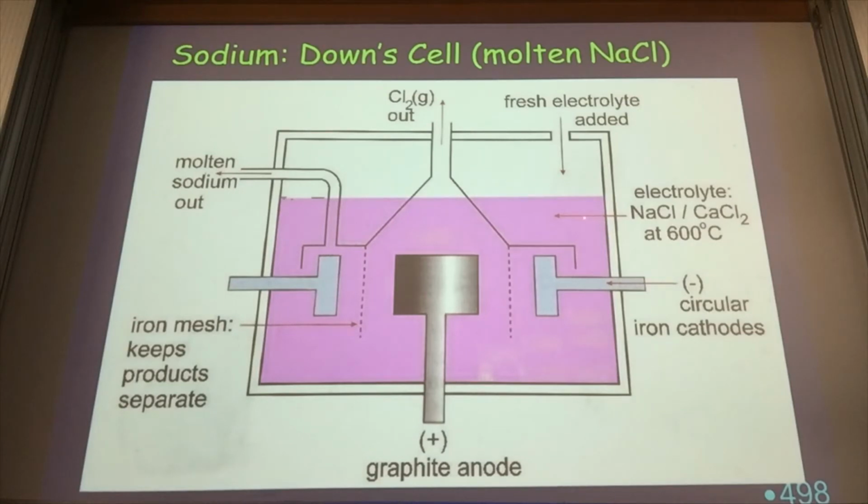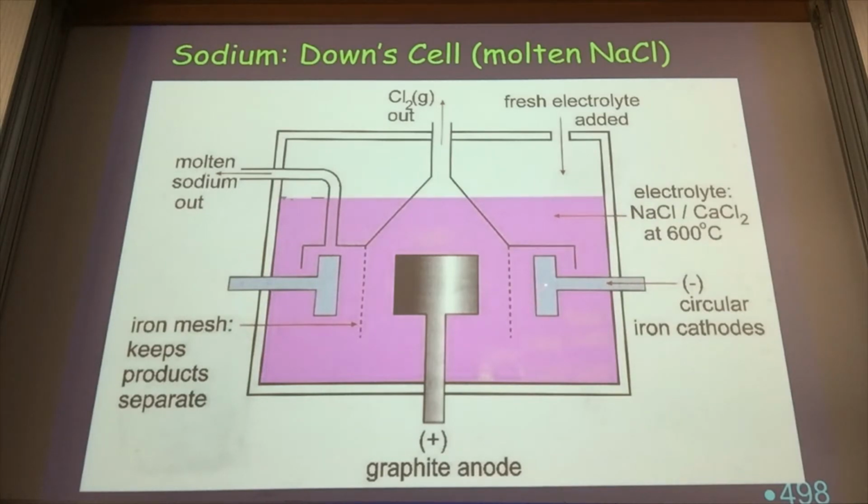Now, the electrolyte is a mixture of sodium chloride and calcium chloride at 600 degrees. Why is calcium chloride included? Well, to reduce temperature. Sodium chloride melts at 850 degrees, but by adding some calcium chloride as well, I think it's a 1/3, 2/3 mix, you reduce the melting temperature to 600 degrees. That lowering of 200 degrees reduces the cost of the process enormously. So that's designing the electrolyte to reduce temperature and reduce cost.